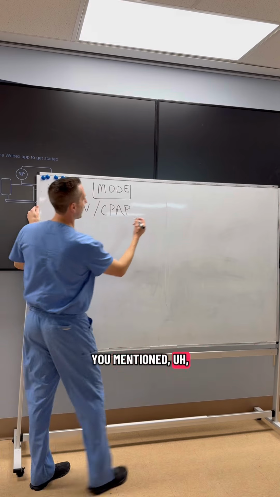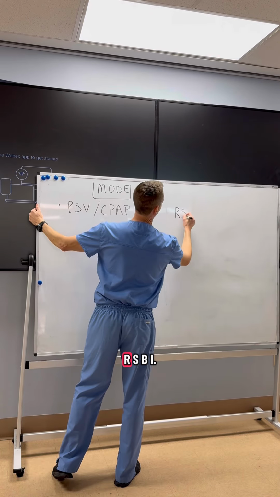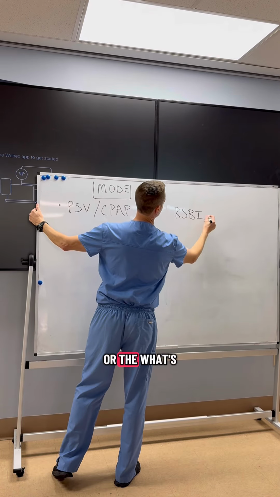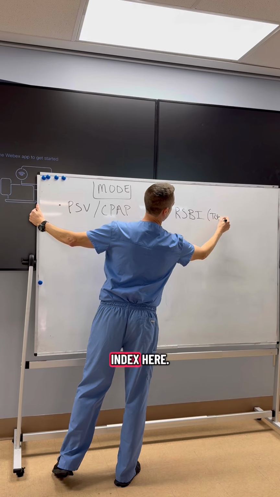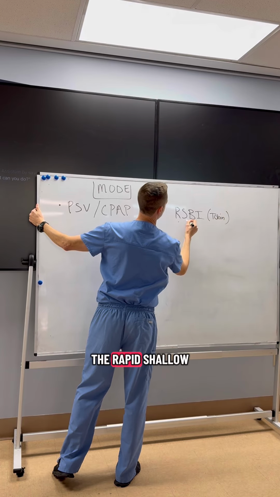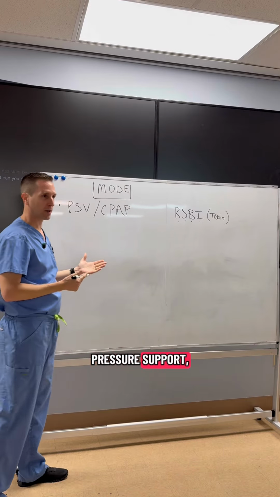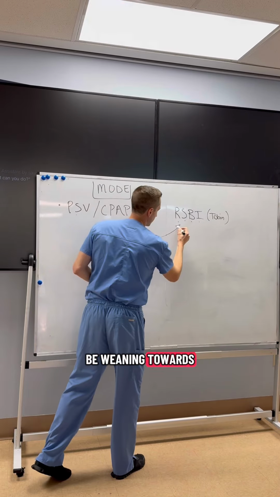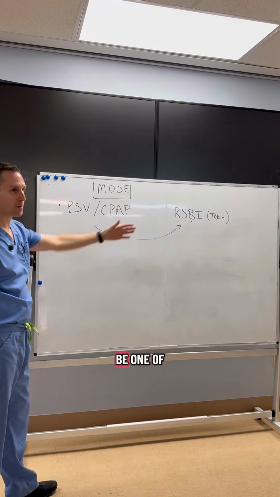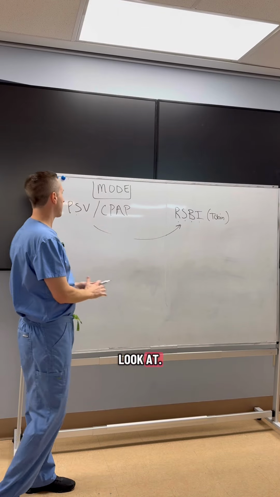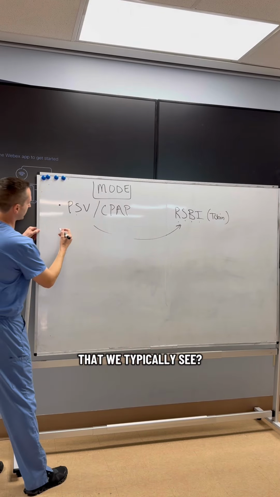You mentioned for extubation the RSBI, or what's called the Tobin index here. So this is the rapid shallow breathing index. So somebody would be on just pressure support, and we would be weaning towards getting them extubated. And that would be one of my criteria to look at, okay? All right, what's another one that we typically see?